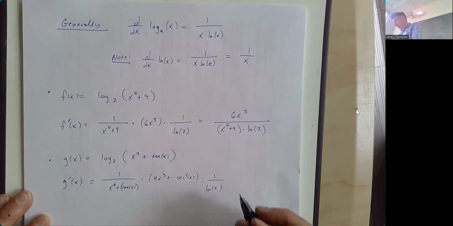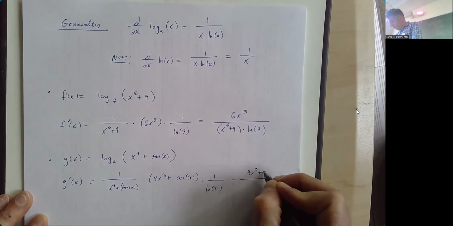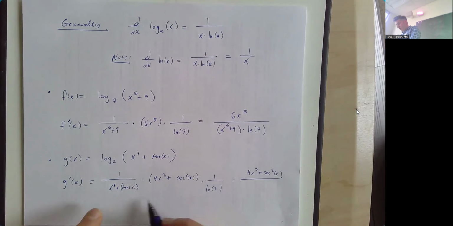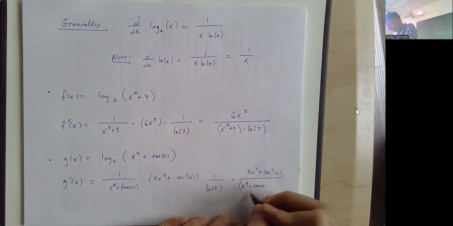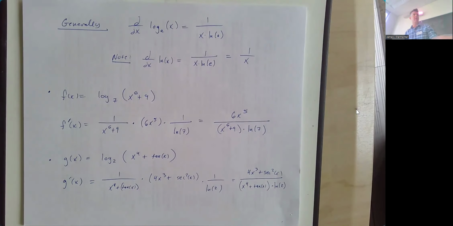And yes, I could probably put this all together as one lovely fraction. Make sure that in your denominator, if you're going to write it as one piece, it is all of this x to the fourth plus tangent of x in parentheses multiplied by the natural log of 2. All of that has to get multiplied by natural log of 2.